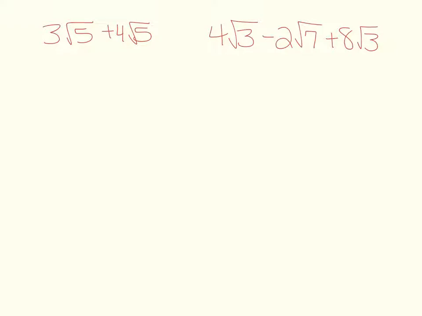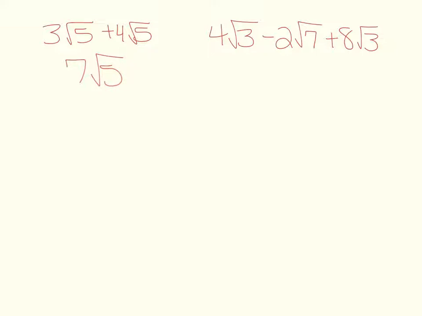Adding and subtracting radicals, you treat radicals like you treat variables. Two radicals have to be the same thing. They have to be like terms in order for you to combine them. So if I have 3 root 5 plus 4 root 5, this is just like 3x plus 4x. 3 root 5 plus 4 root 5 is 7 root 5. Always check, can you simplify the square root of 5?